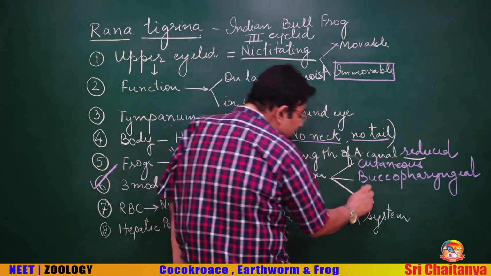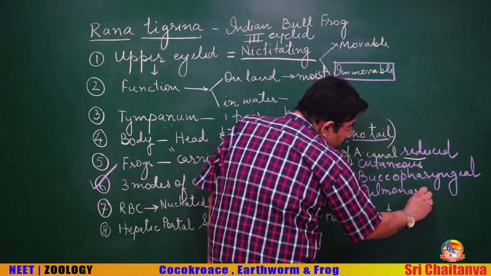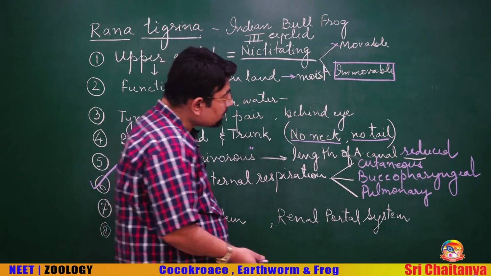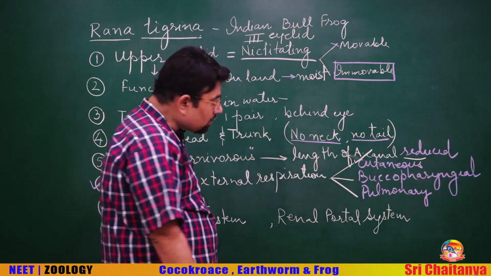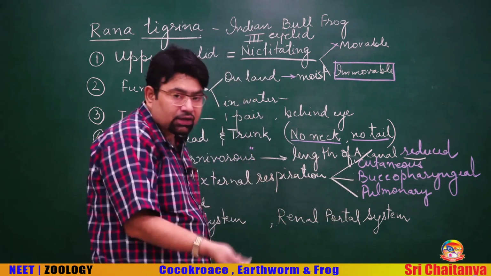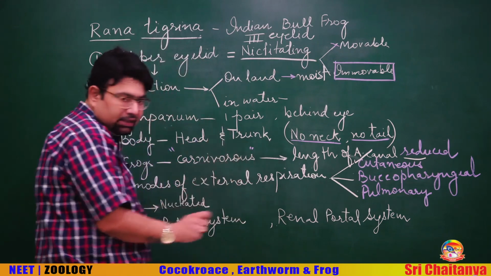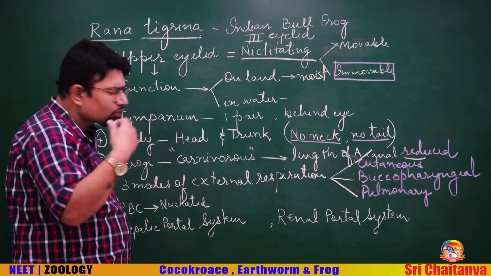And the third one is pulmonary. Pulmonary means through the lungs. When in water, it can only respire by cutaneous, because buccopharyngeal and pulmonary require air to be taken in, right? So it is only cutaneous when in water. Generally also, frogs respire through moist skin.